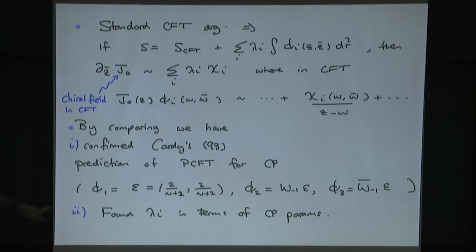And we also nicely found, one of the nice things about this is you can directly find these lambda i's, the coefficients in here, in terms of the underlying chiral Potts parameters as well. So there's a concrete use of these things as well.